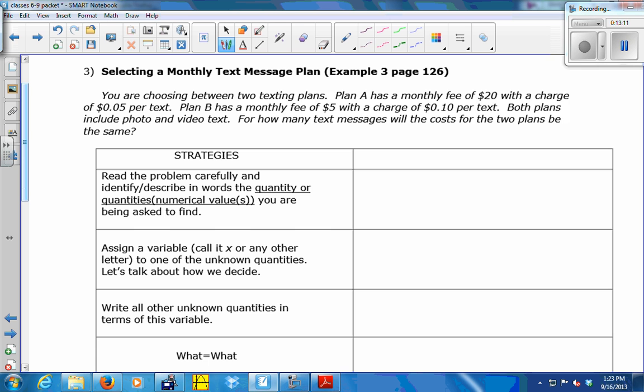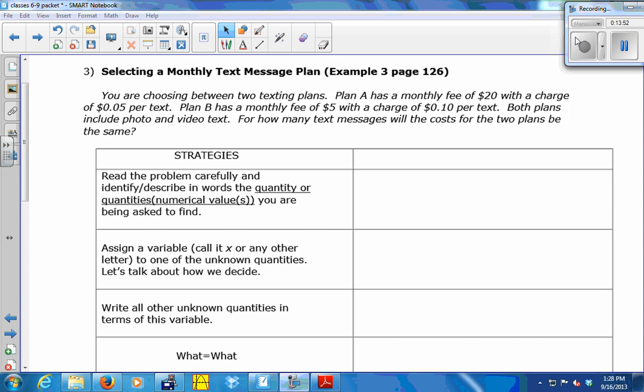All right, so here's another example. You're choosing between two texting plans. Plan A has a monthly fee of $20, plus you have to pay 5 cents per text. Plan B has a lower monthly fee, it's only $5, but you have to pay 10 cents per text. Both plans include photo and video, whatever you want to text, you can text. For how many text messages will the cost for the two plans be the same? So I want you, in your groups, to discuss, see if you can come up with an answer, and try to follow the strategy of having a variable and naming it and solving for it.